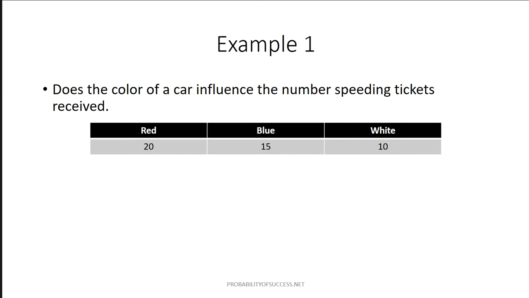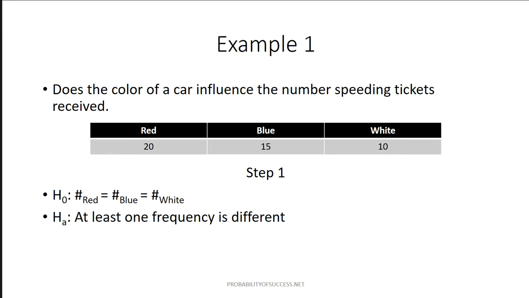So for our example, we're looking at whether or not the color of a car influences the number of speeding tickets. We observed red cars getting 20 tickets, blue cars getting 15 tickets, and white getting 10. This is going to give us a total sample size of 45.